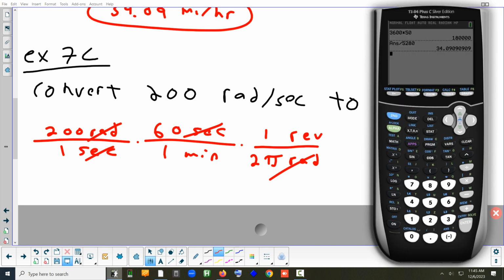So let's multiply that out. We have 200 times 60, that's 12,000. And then you're going to divide by 2 pi. That's wrong. I looked at that quickly, took me about a second and realized that's not right. What did I do wrong?